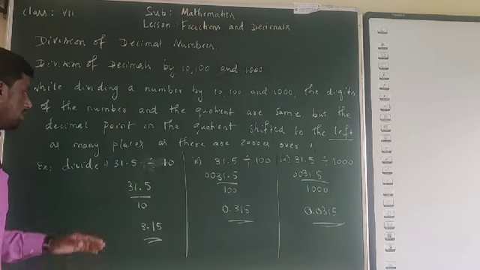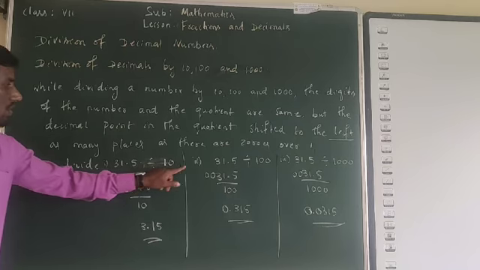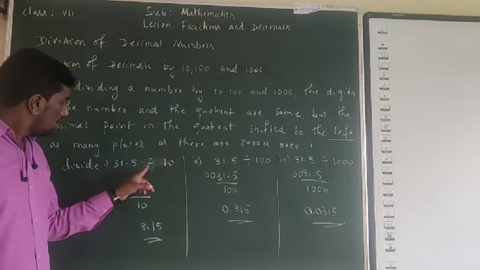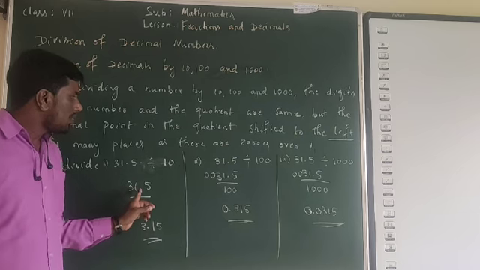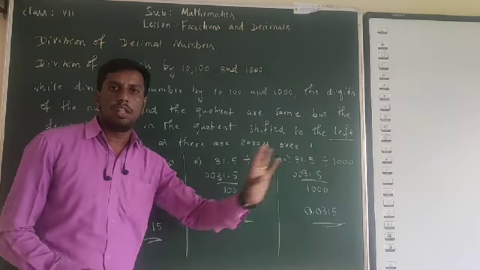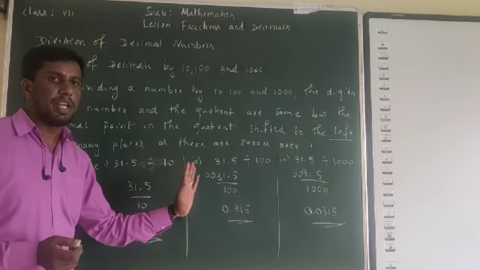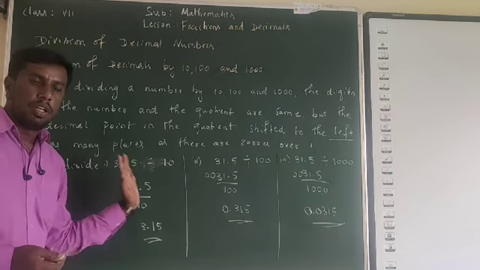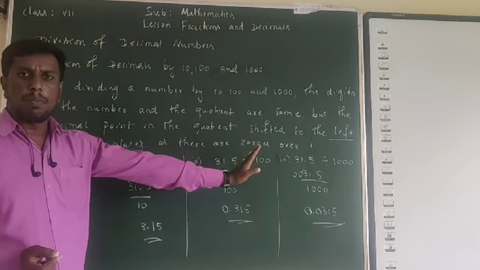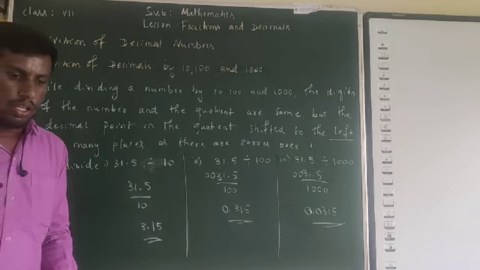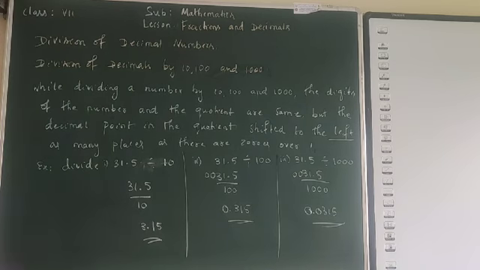Clear? So we have division by 10, division by 100, and division by 1000. In the same question, we can make the difference between 10, 100 and 1000. How many zeros do we have in the denominator? That many places it has to shift to the left side. Remember that while dividing, the decimal point will be shifted to the left side, and while multiplying, to the right side. So we will go for the problems.